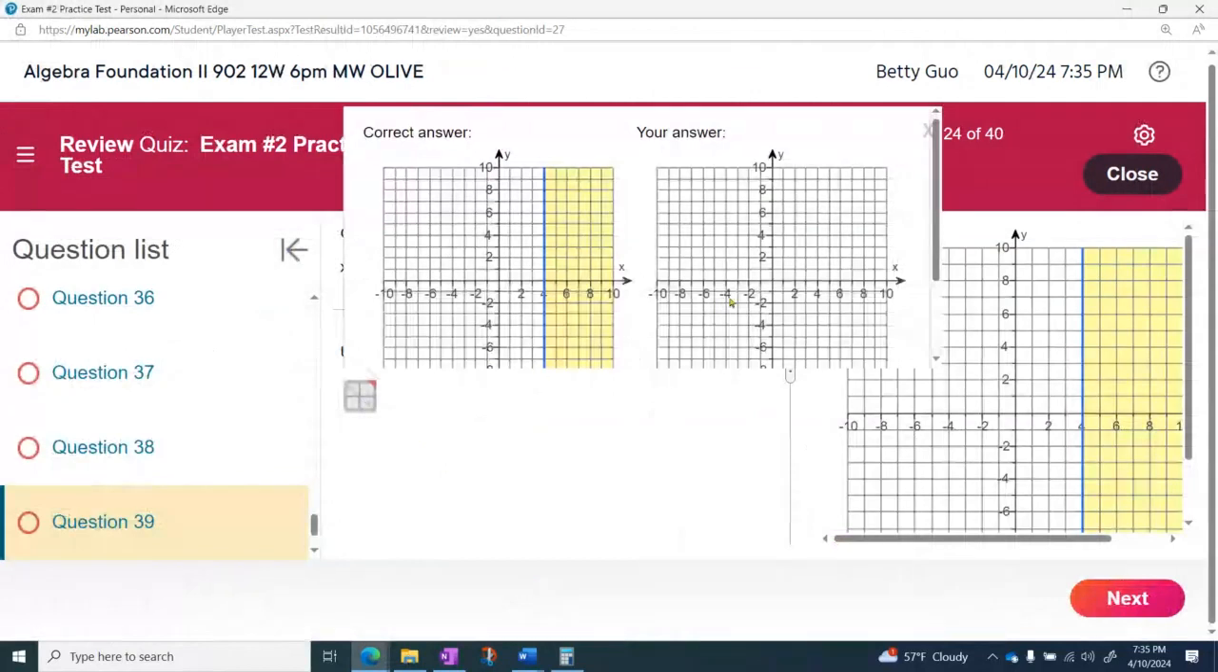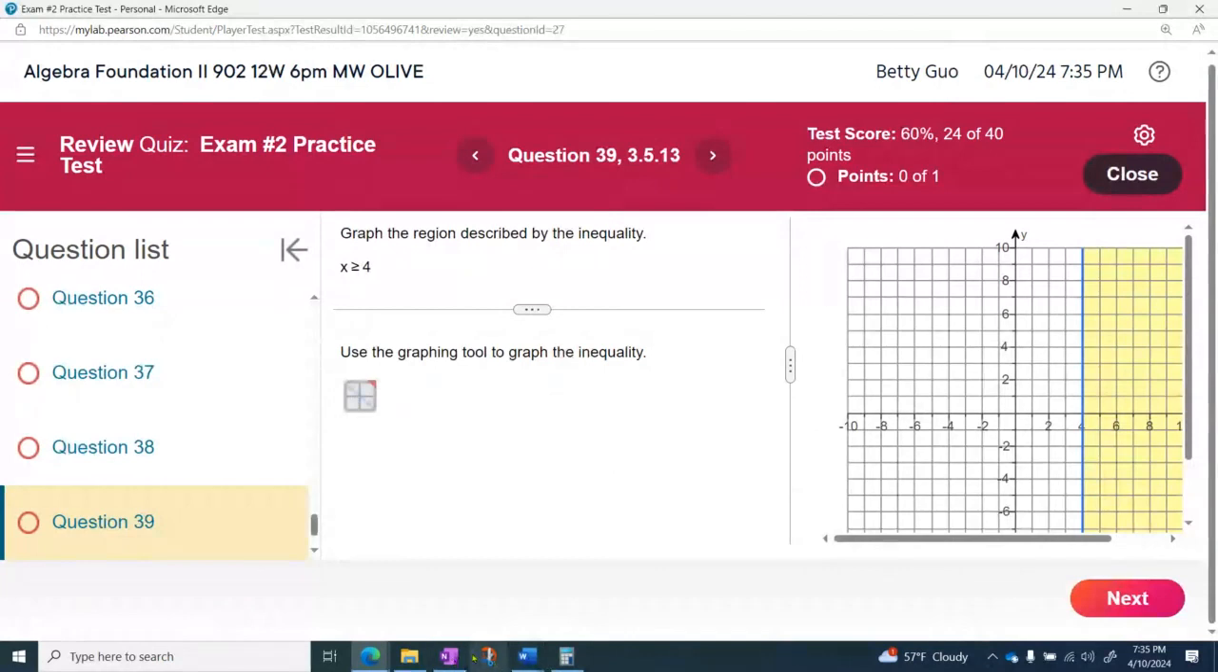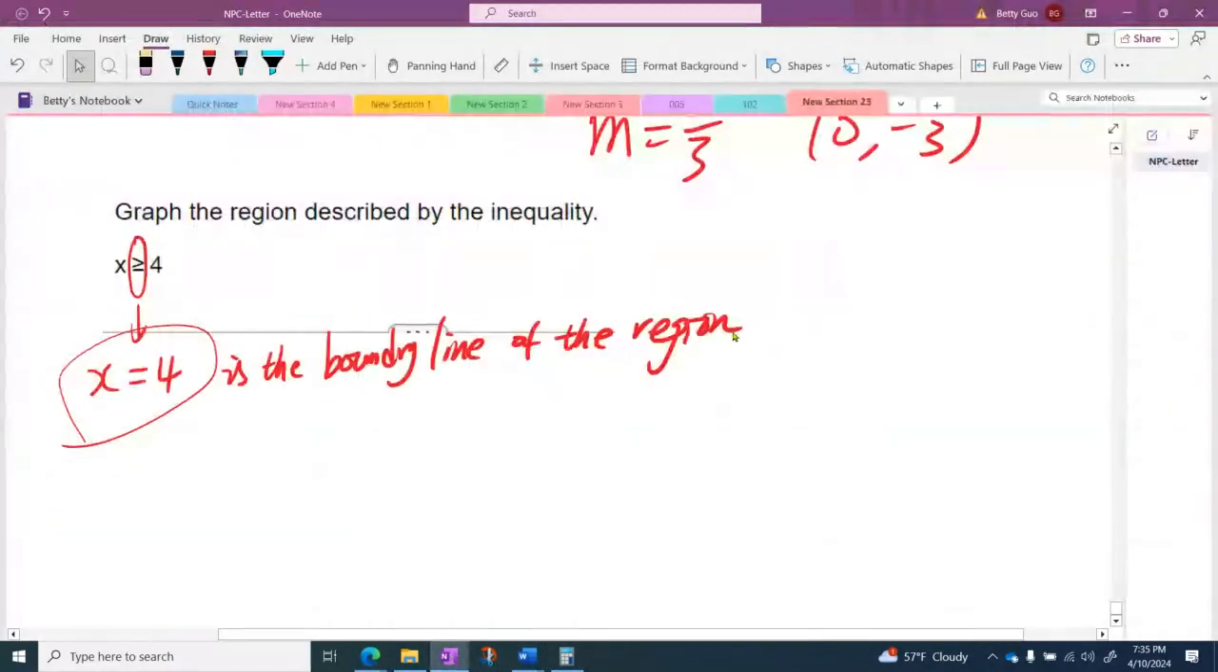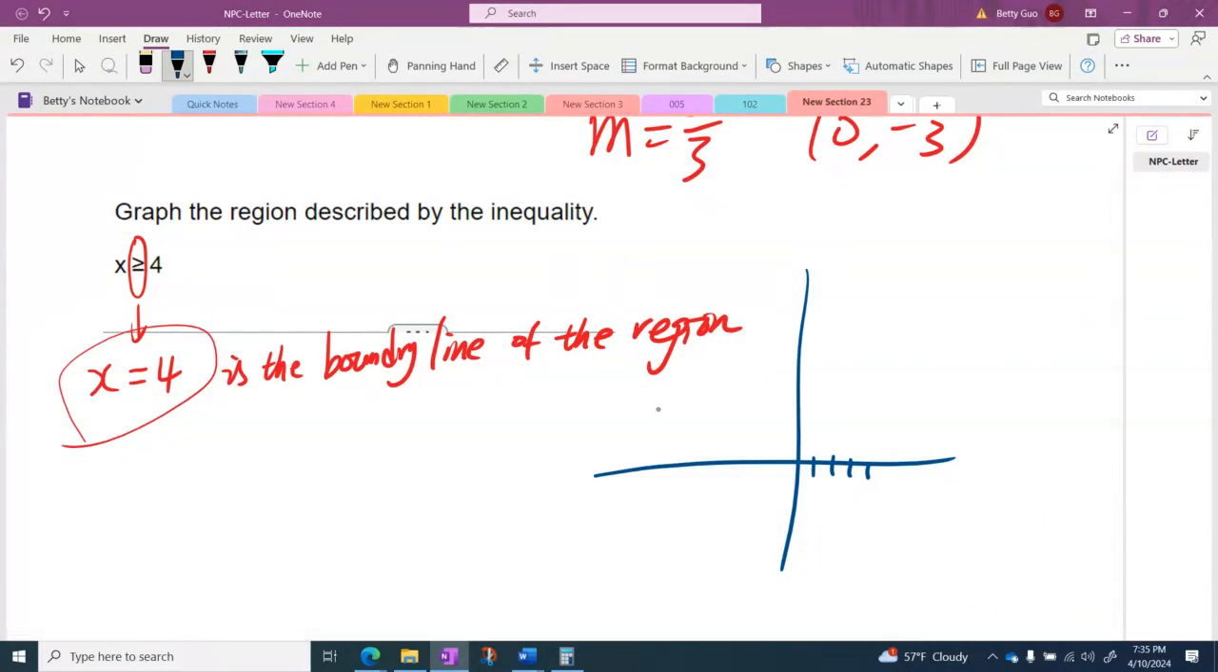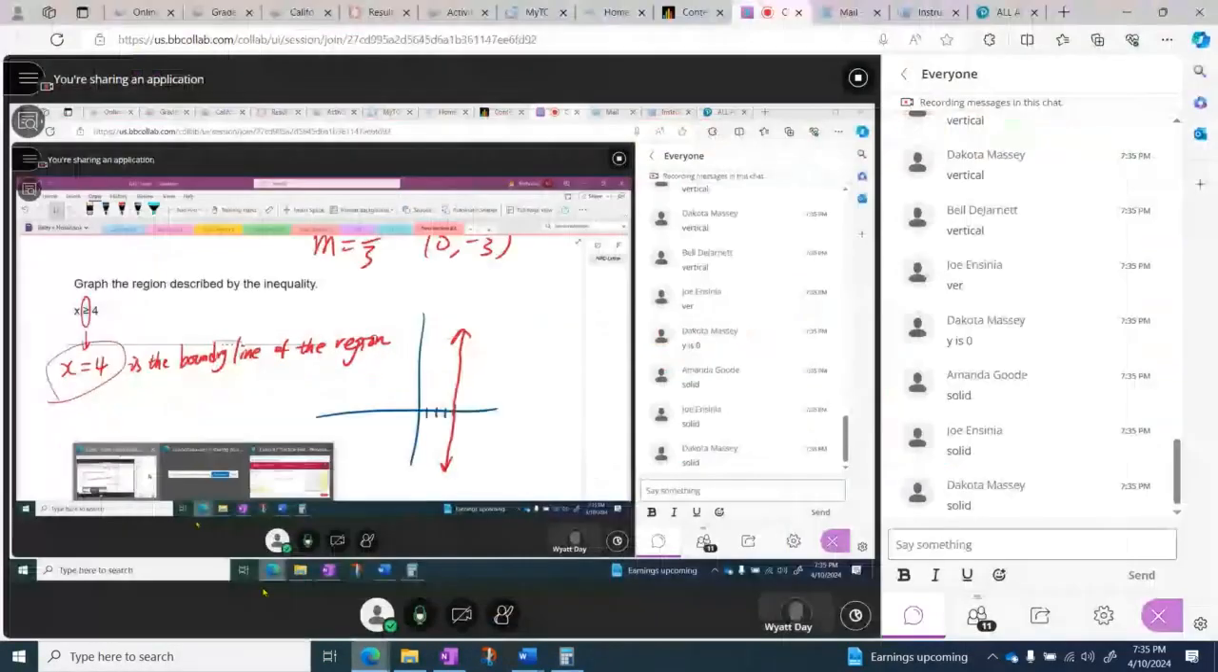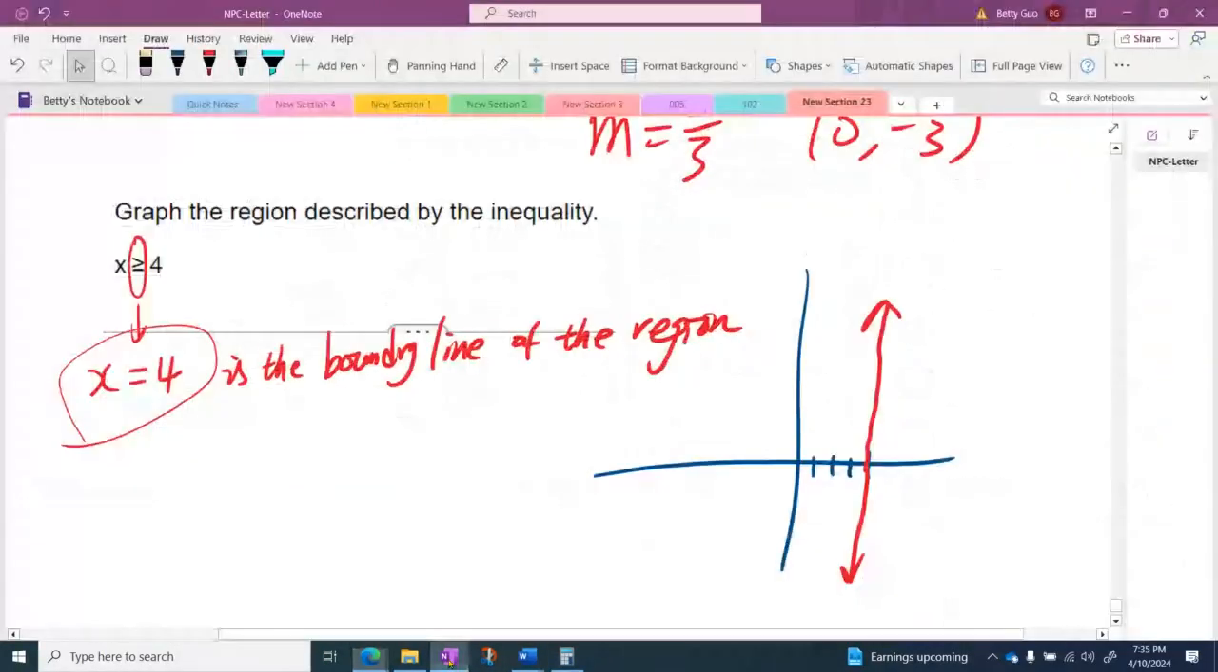Okay, let me see if I can. It won't let me do it. I'll graph on my note. It is a vertical straight line. So we are going to draw the line at 1, 2, 3, 4. Draw a vertical line. Dashed or solid? Solid, exactly, because the original inequality symbol is greater than or equal to, right?